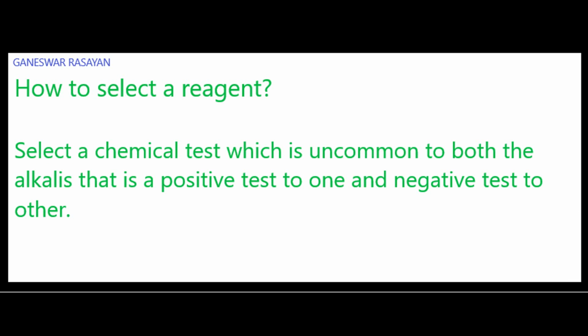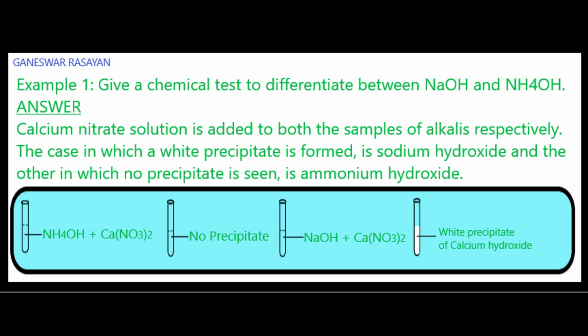How to select a reagent? Select a chemical test which is uncommon to both the alkalis, that is, a positive test to one and a negative test to the other. Example 1 is: give a chemical test to differentiate between sodium hydroxide and ammonium hydroxide. The answer would be: calcium nitrate solution is added to both the samples of alkalis respectively. The case in which a precipitate is formed is sodium hydroxide, and the other in which no precipitate is seen is ammonium hydroxide.